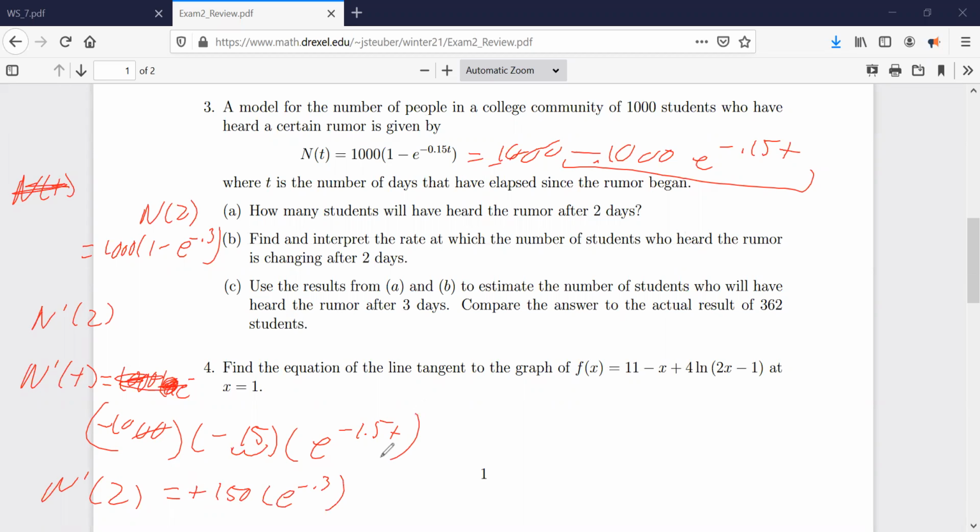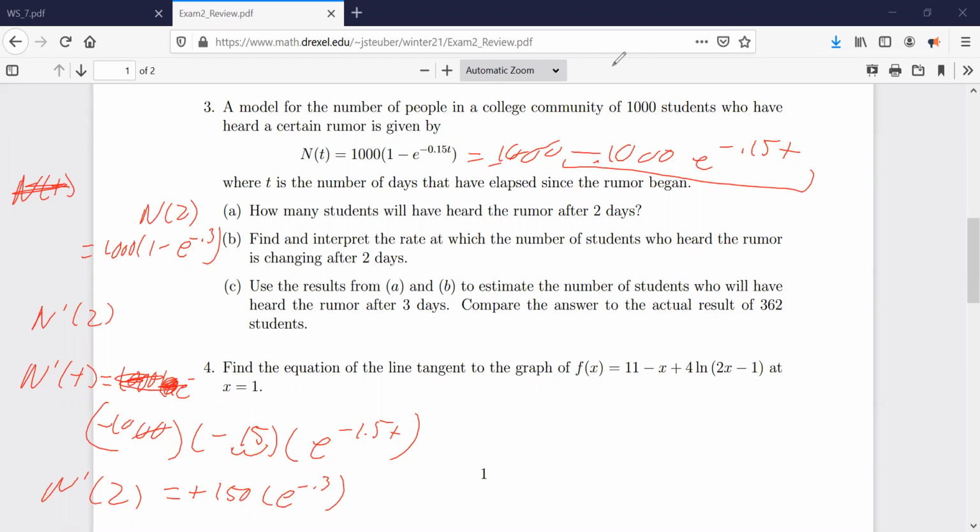That is the rate at which the students are hearing this rumor. That is the number of students per day who are hearing this rumor after 2 days. That is the instantaneous rate at which they are hearing it.